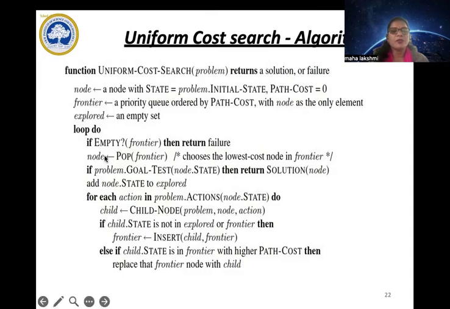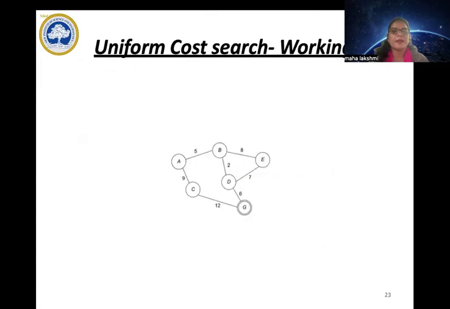If a pop is equivalent to the node, then check if problem goal test, then return a solution and add node dot state to the explored state. And for each action, again check whether problem of action and continue this. Then after reaching the solution, child node will be a child. If child state is not explored, then insert it into the frontier. Else, if child state is in the frontier with a higher path cost, then replace the frontier node with the child. So this is how uniform cost search should be implemented.